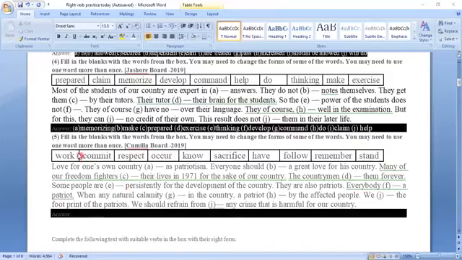I give you some time. First of all, the verbs: work, commit, respect, occur, know, sacrifice, have, follow, remember, stand. Okay. Love for one's own country, dash, as patriotism.